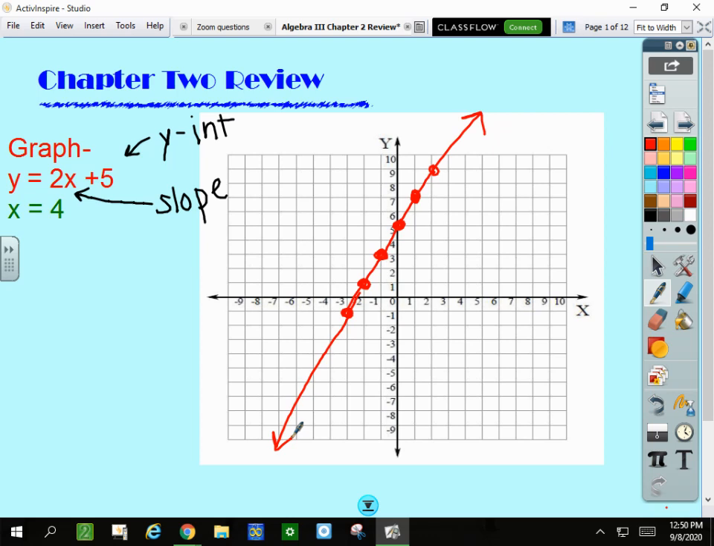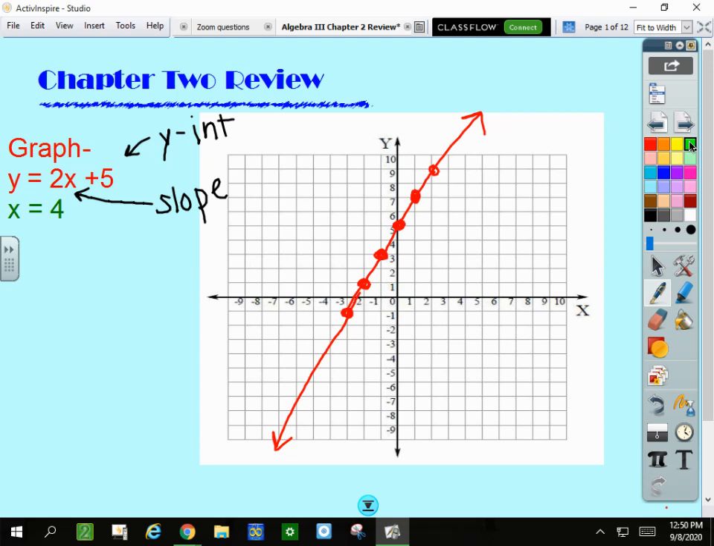So you should be able to look at a line in slope-intercept form and know the slope and the y-intercept. Know that if the slope is positive, the line is rising from left to right. The other line is x equals 4. So that one will be in green.